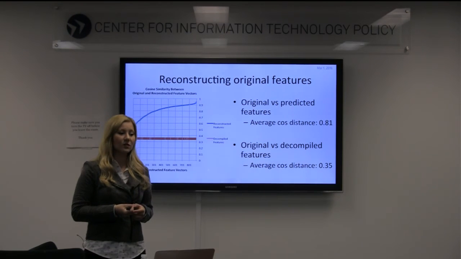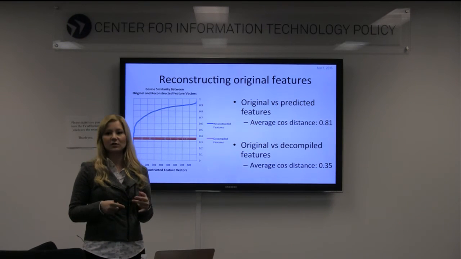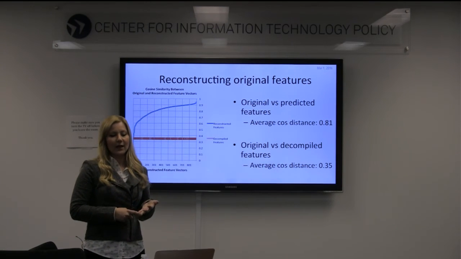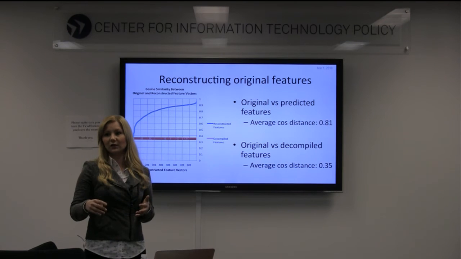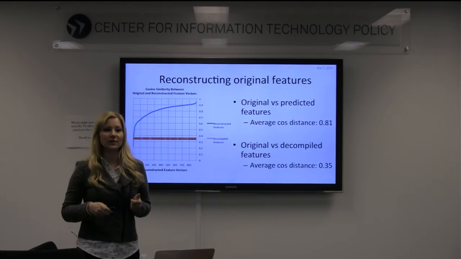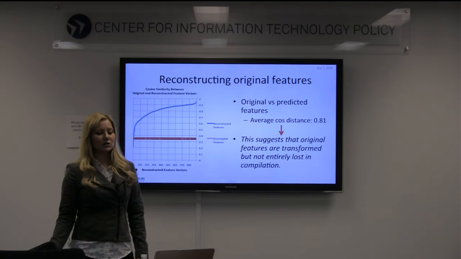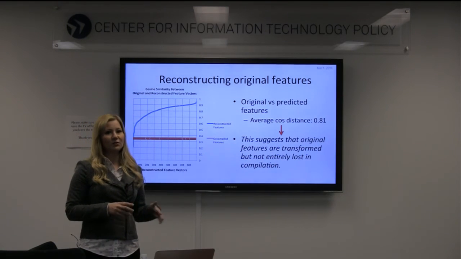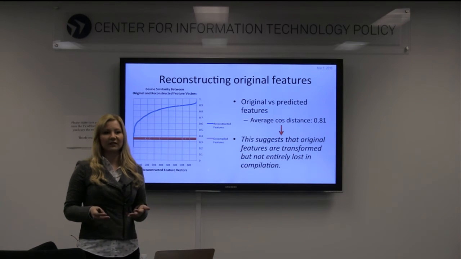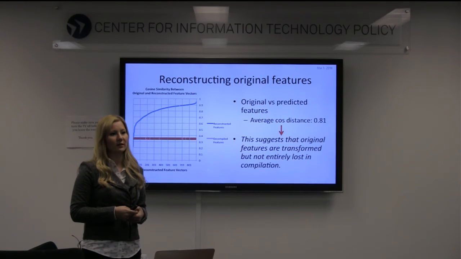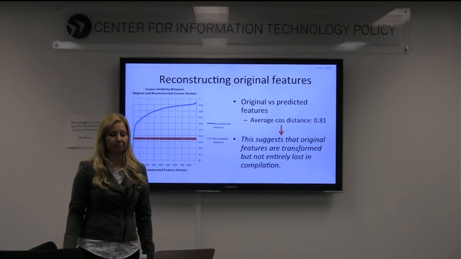We saw that the average cosine distance between the predicted features and the original features was around 80%. And when we compare the original features to directly decompiled features, we see that the cosine distance is 35%, which is much lower. So this shows us that original features are being transformed once they are compiled, but at the same time, somehow they still remain embedded there. It's very difficult to tell how they are being transformed or embedded, but seeing that we are able to predict them shows that there is something that persists there.